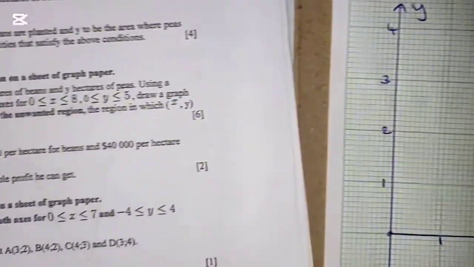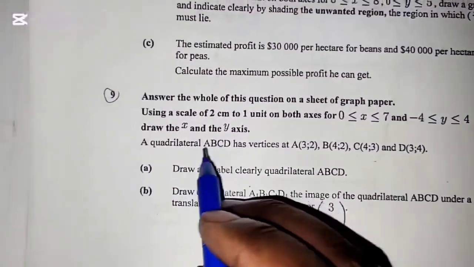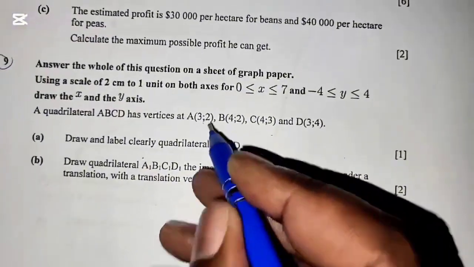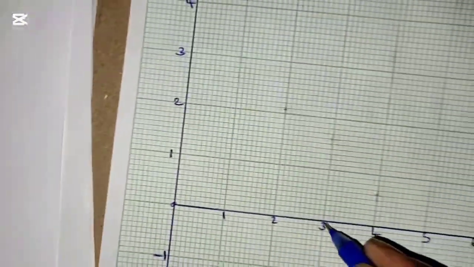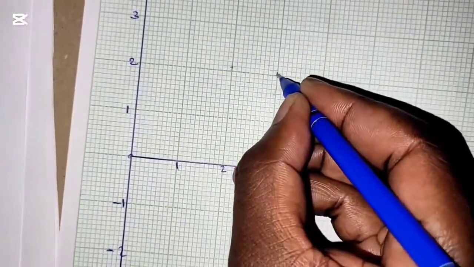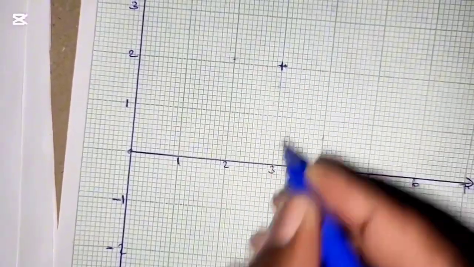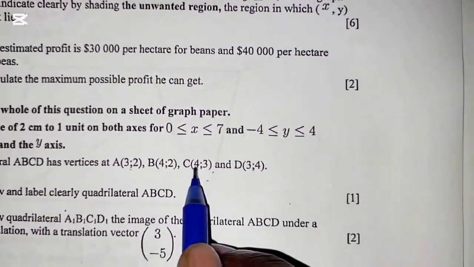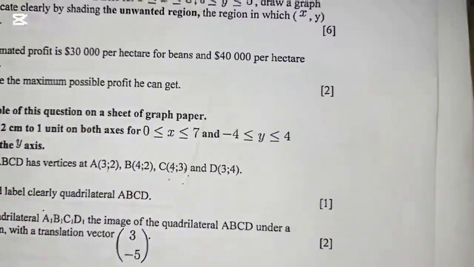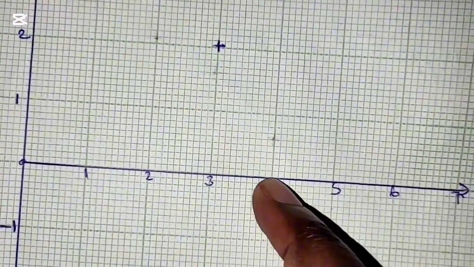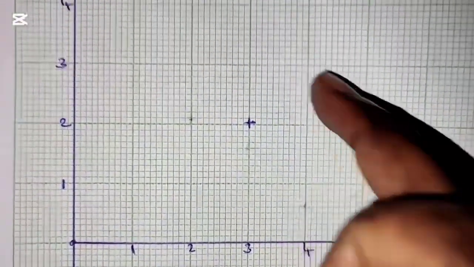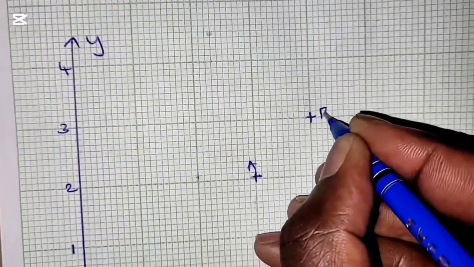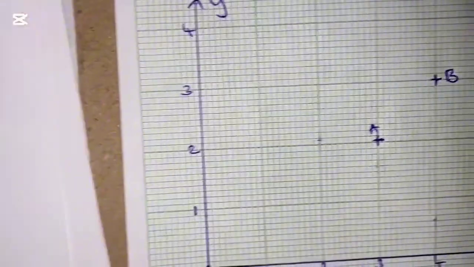Okay, a quadrilateral ABCD. A quadrilateral is a shape with 4 sides. Its vertices at what? 3 and 2. That's A. So 3 and 2, right? Then 4 and 3. So 4 is for x-axis, 3 is for y-axis. So 4 on the x-axis, right, and 3 for the y-axis. That's right here. So this one is A. So this one is what? This one is B.